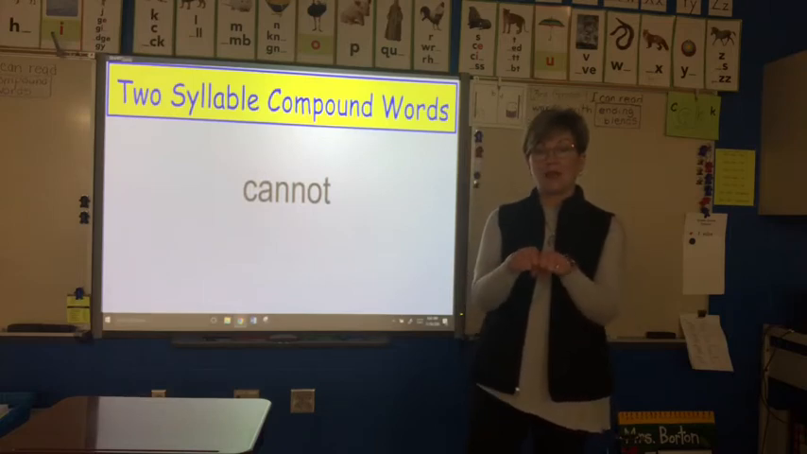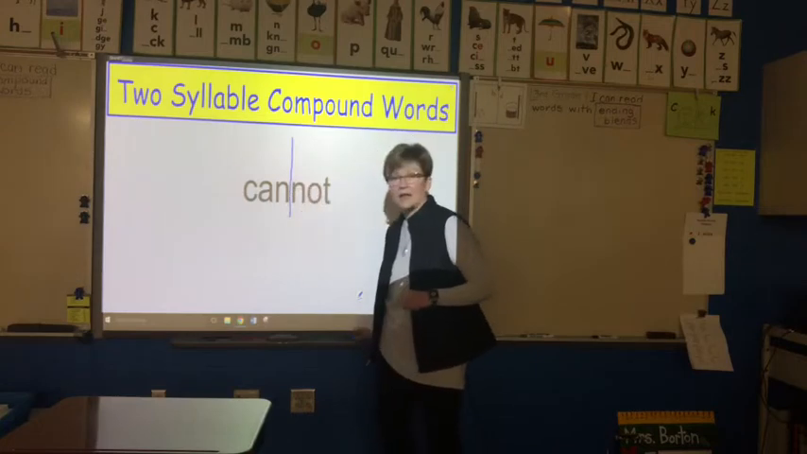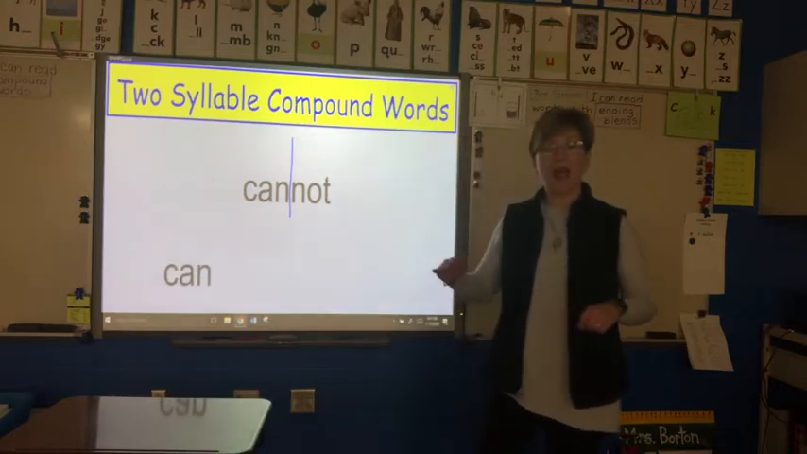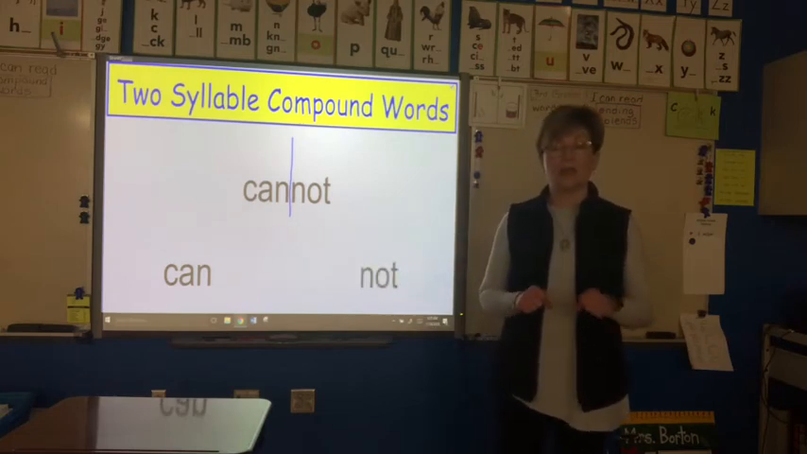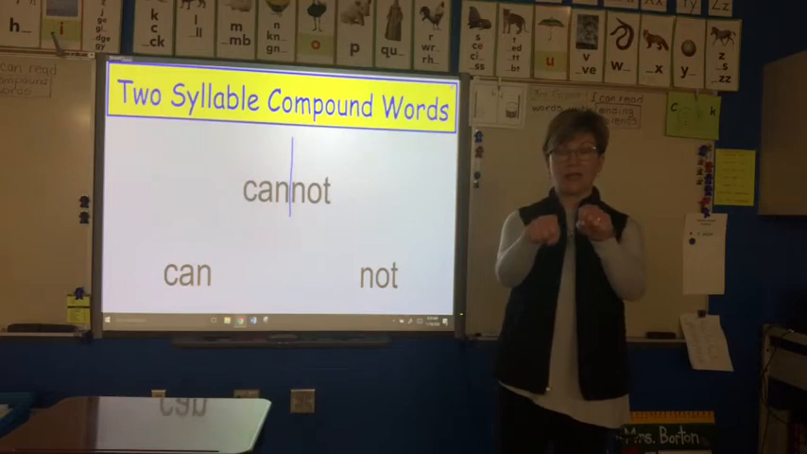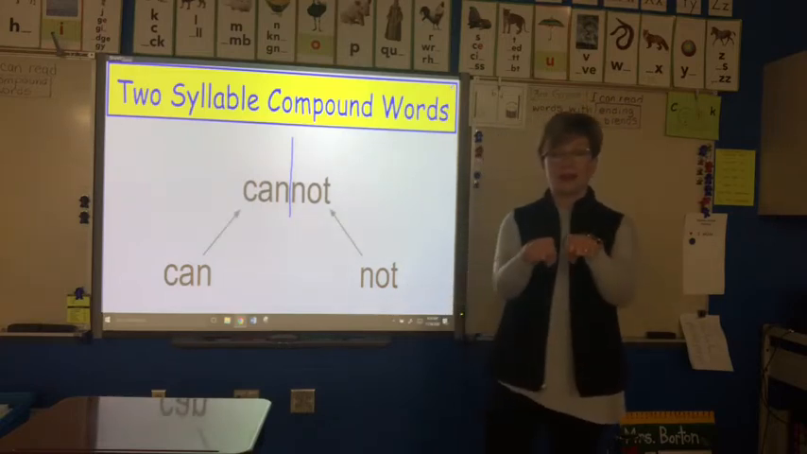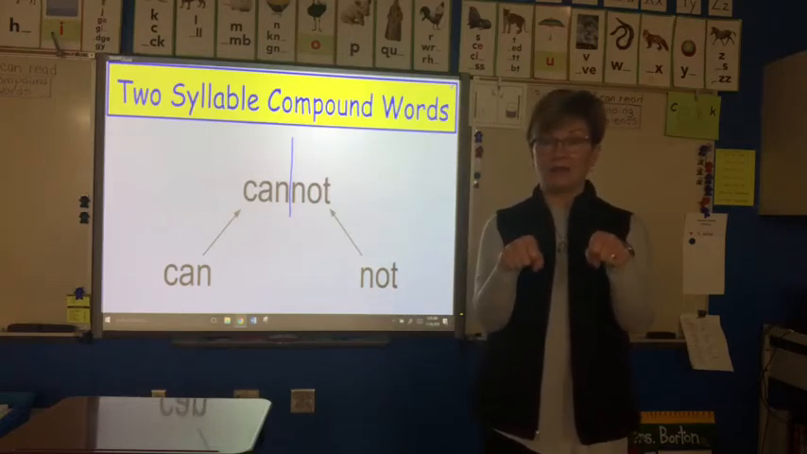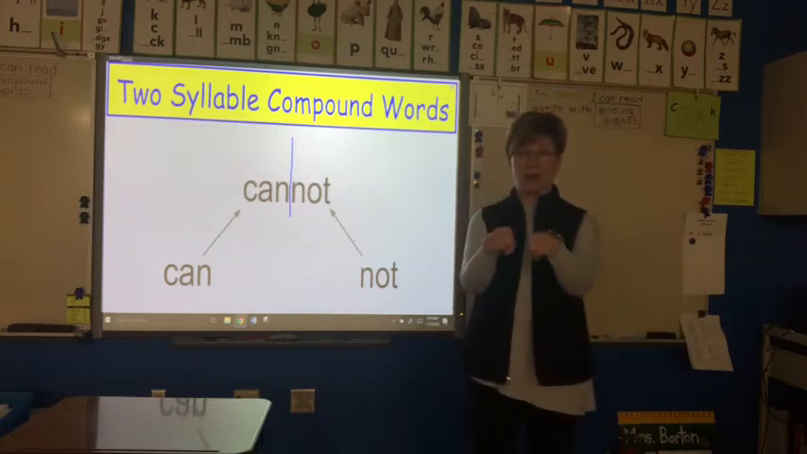Cannot. If I was to divide that between the two syllables, and we talked about that last week with syllabication, I would see the word can, k-a-n. We can sound that out. I would also see the word not, n-o-t, not, and I could put those two words together, cannot, and make a compound word, like we see here. And we can talk about the meaning, can being able to do something, and not meaning kind of no. So if you're not able to do something, you cannot do it.